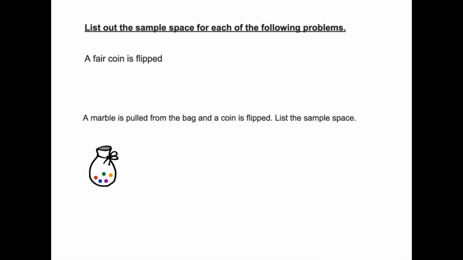These first two questions say to list out the sample space for each of the following problems. Let's look at the first one. It says a fair coin is flipped. What do you think the possible outcomes are? You could flip and get heads, and you could flip and get tails. You have a 50-50 chance of getting each. There are two possibilities for this question.